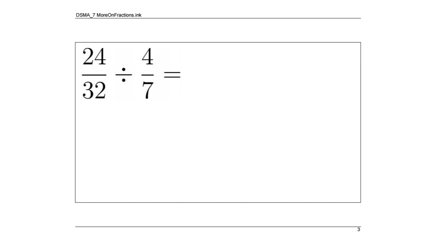Okay, so let's work on this one. We're going to keep the first fraction. We're going to change the division to multiplication, and then we're going to flip the second fraction. So that's the reciprocal. The 7 moves up to the numerator, the 4 moves down to the denominator.